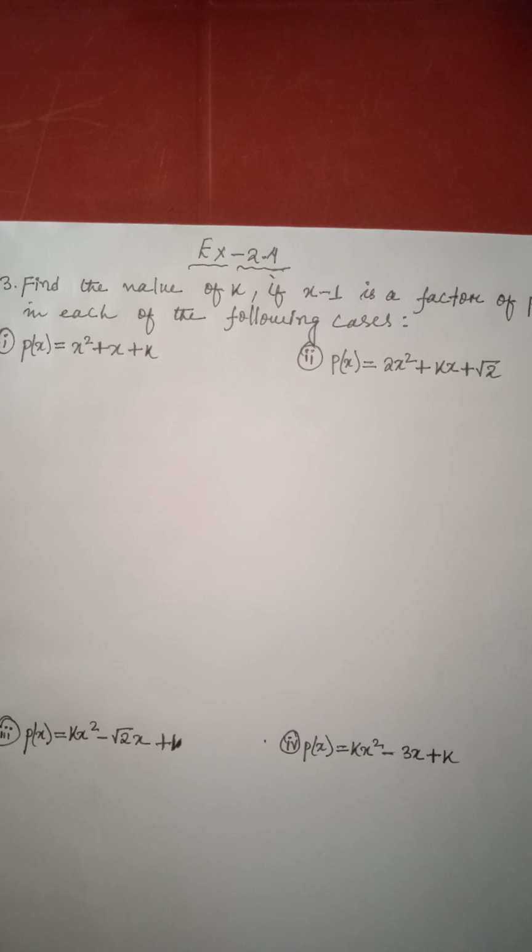Today we'll discuss class 9 maths problem, exercise 2.4, chapter number 2. As we can see the question, we have to find the values of k if x minus 1 is a factor of p(x) in each of the following polynomials. First of all, we are given the first problem, Roman number 1, as p(x) equal to x squared plus x plus k. Now let us start from here.